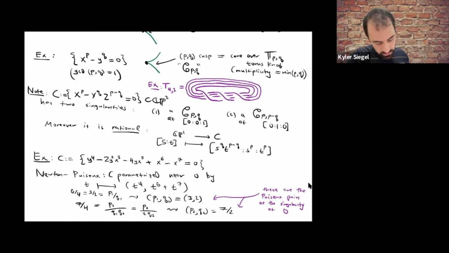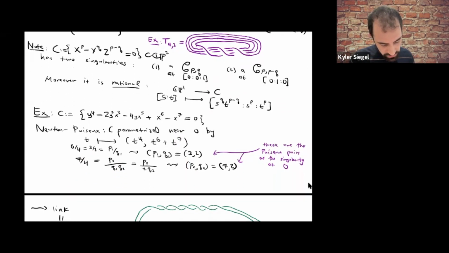So rather, the next term would be 7 over 4. So then you try to write 7 over 4 as p over q1 times q2, where q2 is some new denominator. q1 was 2. So then this tells you that (p2, q2) is 7 over 2. Well, I should say (p2, q2) is (7, 2). So that would be the second Puiseux pair.